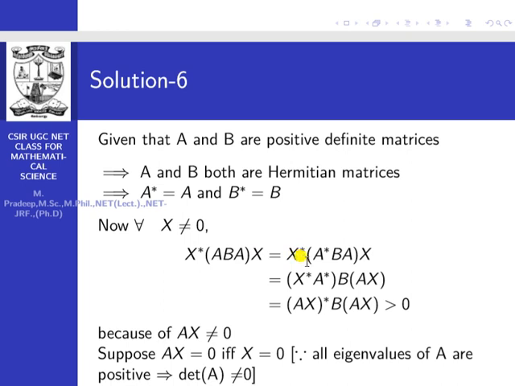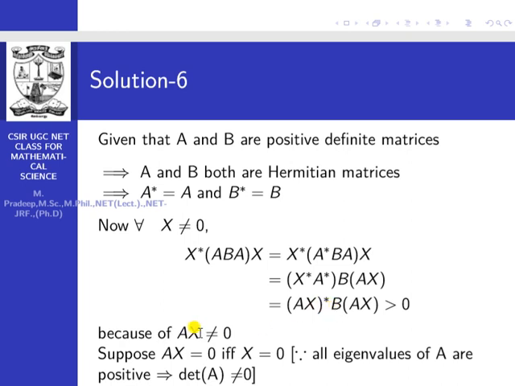We can replace A with A star, because A and B are both Hermitian matrices. So x star A star B A x. By the definition, x star A star equals (Ax) whole power star, since (AB) whole power star equals B star A star. So we can express it as (Ax) star B (Ax). This should be greater than 0.